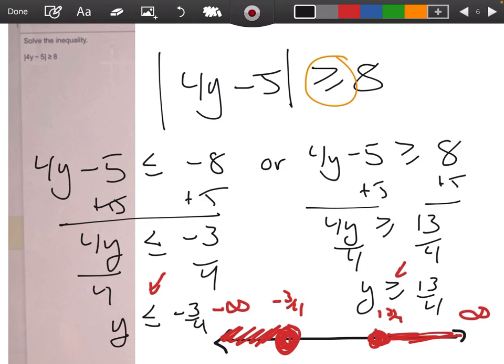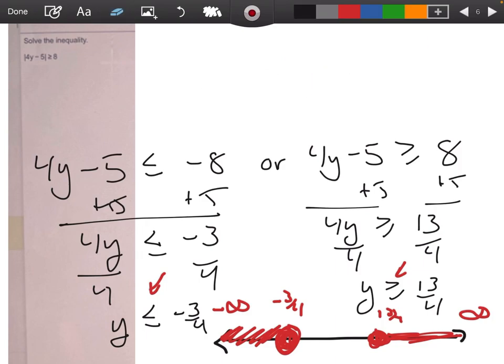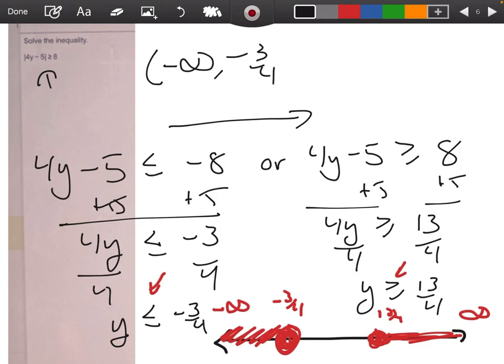So what I want to do here is look at where we started shading. I'm just going to clean up some of this. I know I'm erasing the actual problem, but you can see it's right there, right? But what I'm going to do is figure out where we started shading. Always read my graphs from the left to the right. We began to shade at negative infinity. We stopped at negative 3 over 4.